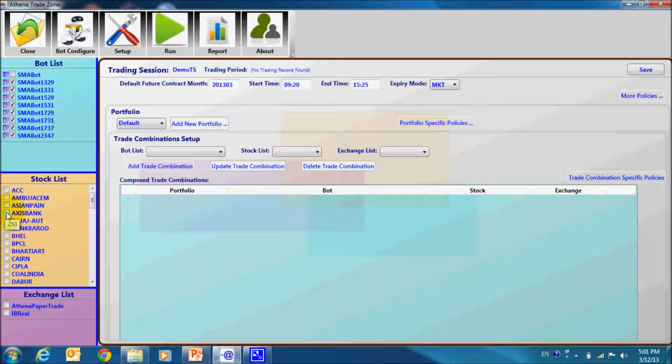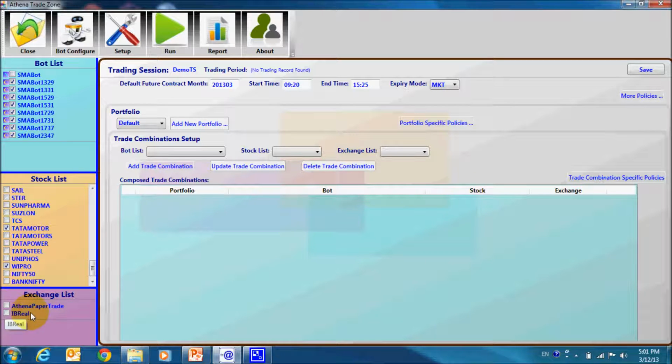We will select Axis Bank, Bajaj Auto, BHEL, BPCL and then Bharti Airtel. Next we'll go to Cipla, then one IT stock, HCL Tech, then we'll come down to Mahindra and Mahindra, then we'll come down to Rail Infra, then we'll select State Bank, then Tata Motors, and lastly we'll select Wipro.